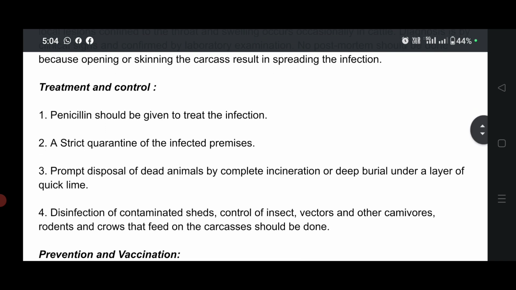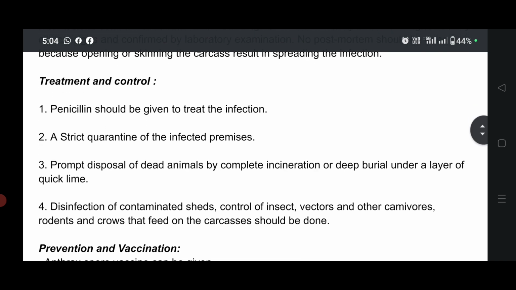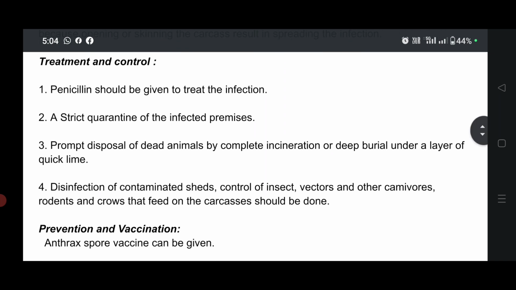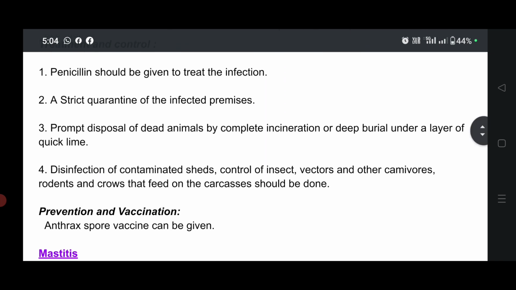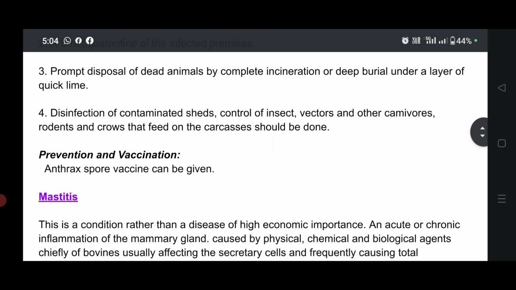4. Disinfection of contaminated sheds, control of insect vectors and other carnivores, rodents and crows that feed on the carcasses should be done. Prevention and vaccination. Anthrax spore vaccine can be given.